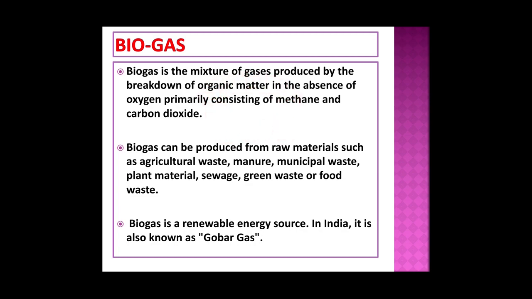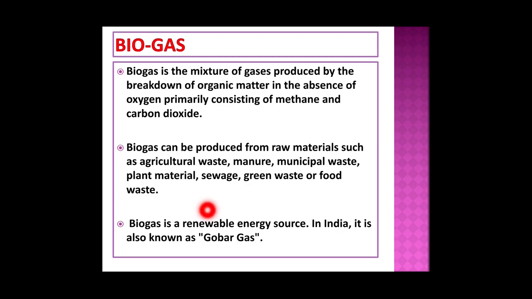It is a very good source of non-conventional power, because it is produced by using waste, human as well as animal waste. Now biogas can be produced from raw materials such as agricultural waste, manure, municipal waste, plant waste materials, sewage, green waste or food waste. So all the garbage that we throw from our houses, we can use it to produce biogas. The raw materials are actually available in nature.